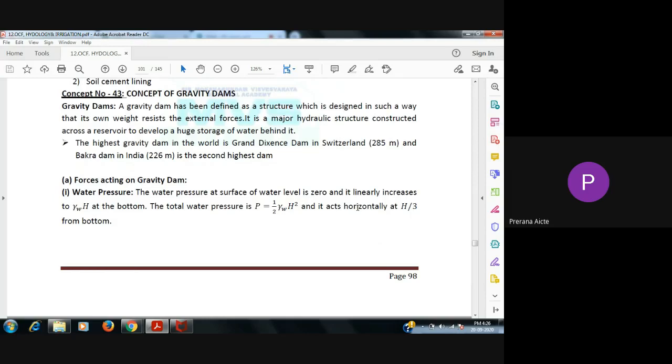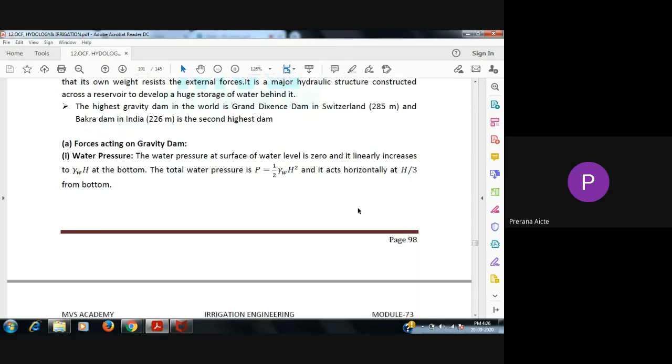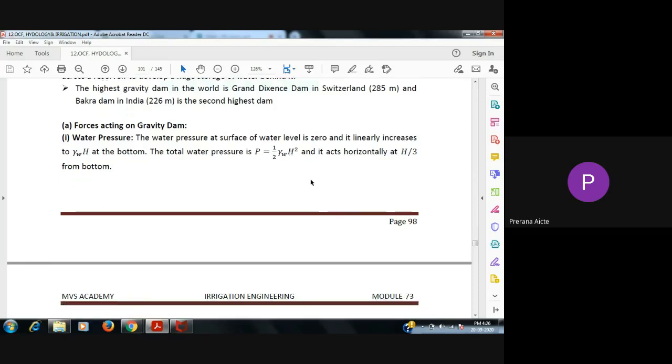So what are the forces acting on a gravity dam? The first one is water pressure. Because water is stored in the reservoir, that gives us water pressure. The pressure distribution is triangular in shape. At the bottom, p equal to gamma w into H. The area of the triangle is half into base into height, that is half gamma w into H into H, which gives gamma w H square by 2. And it acts at H by 3 from the base or from the bottom.